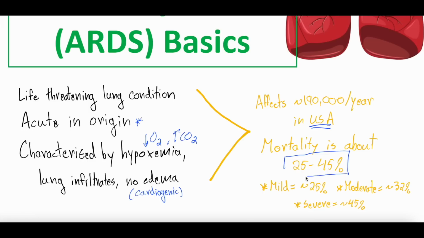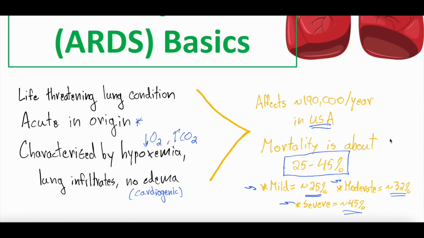The mortality rate is quite high. It has gotten better over the last decade, but it still is around 25 to 45%. And most of that difference depends on whether you have mild disease. We'll talk about what that means. The mortality rate is 25% for mild, moderate disease 32%, and severe disease 45%. So those that get the disease and unfortunately die from it, 25 to 45% of people, so it's quite mortal.